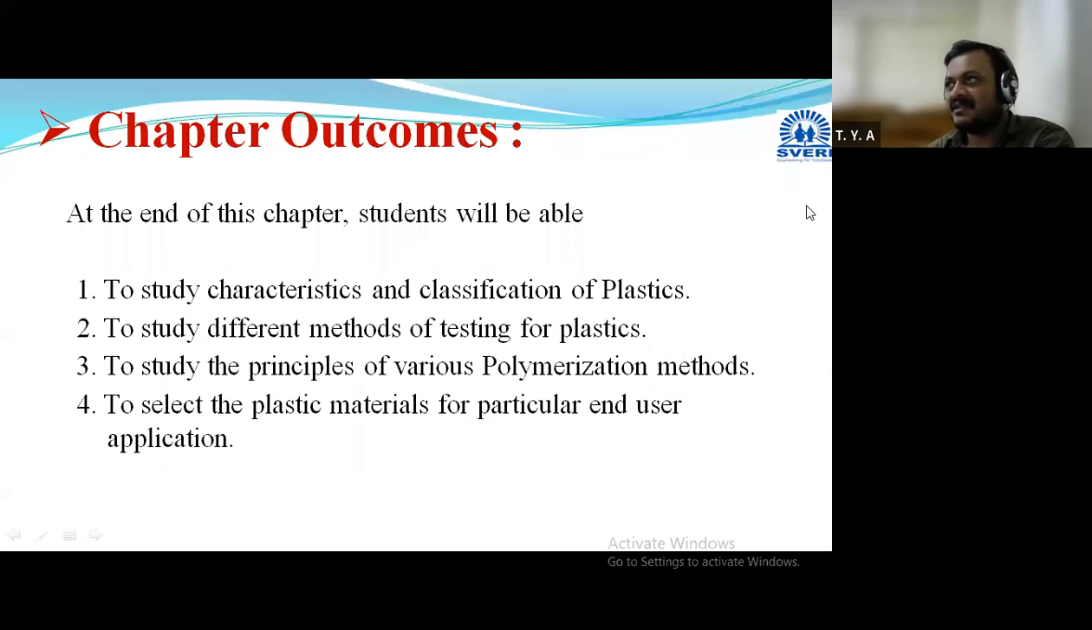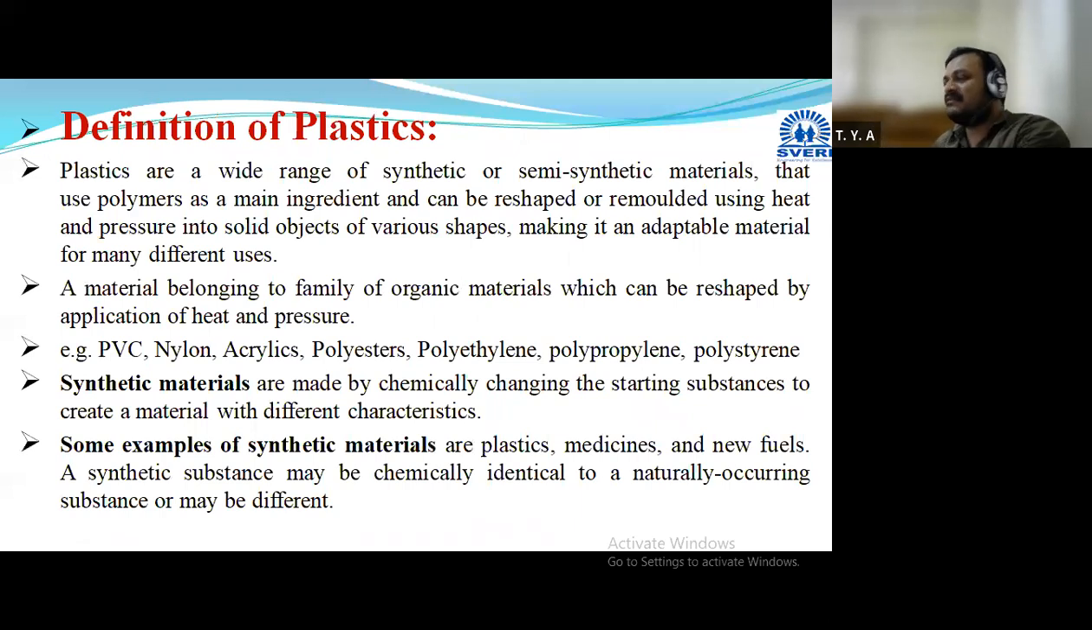And already I have discussed this. At the end of this chapter, you will be able to do the classification of plastic material, and you can decide their properties also. Then you can select the suitable method for the testing of plastic materials. Then you will be able to understand the concept of polymerization, and you can select the suitable plastic material for end application. Means after studying this first chapter, you will be able to understand the property and application and polymerization concept. Okay. So this is the first part.